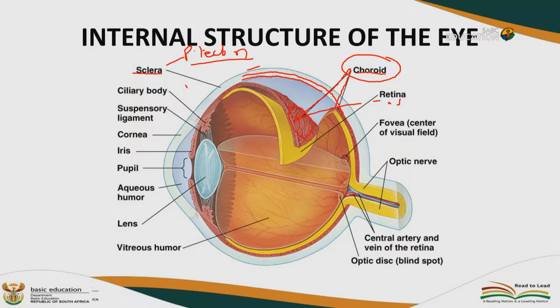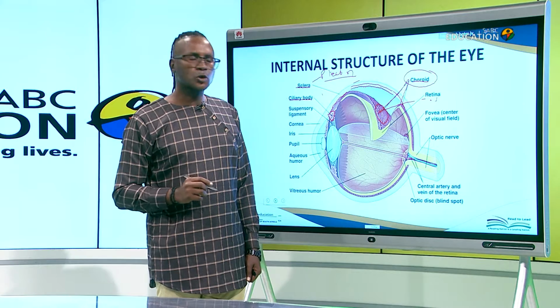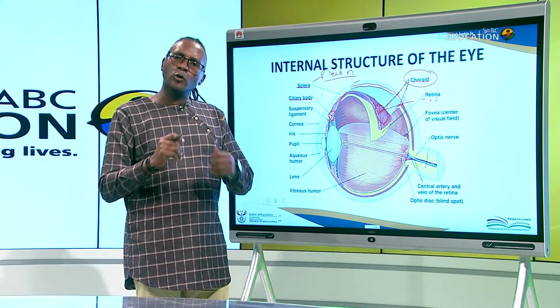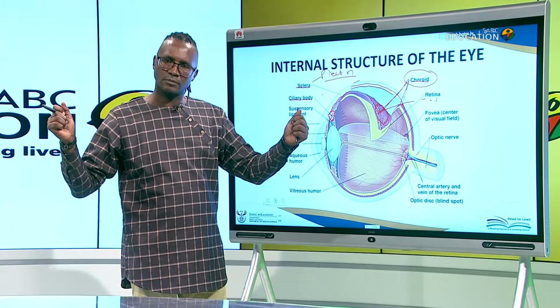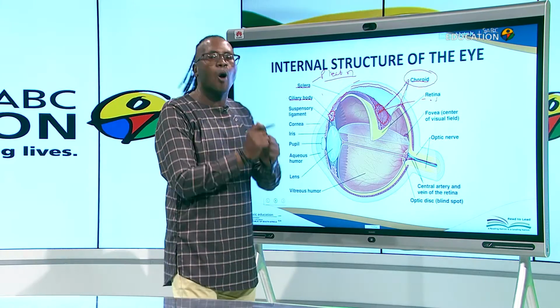Now, I want us to focus on the very same choroid. When you look at the diagram, when the choroid comes in front, we find other structures there, which we call the ciliary body. And the ciliary body is made of muscles. So therefore, that means they are able to stretch, and that is for movement.